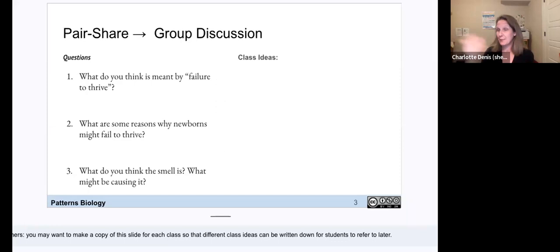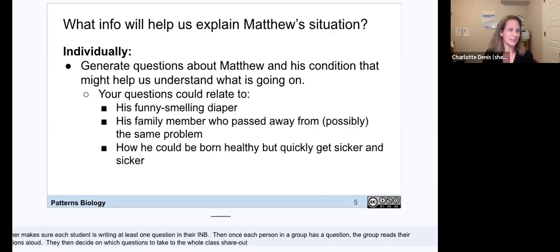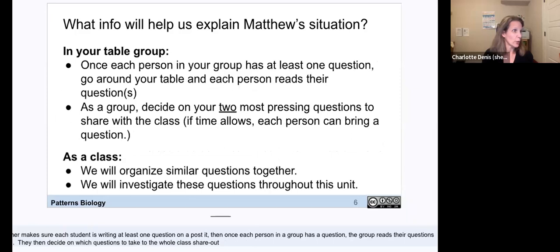And so students get an opportunity to talk about these questions with their group. Then we talk and write down some class ideas on the right-hand side. And then I ask them to figure out some questions about what they think they would want to know if they were in this hospital. What do they need? What kind of information might be helpful for the medical staff to help figure out what is happening? And then they work with their group.